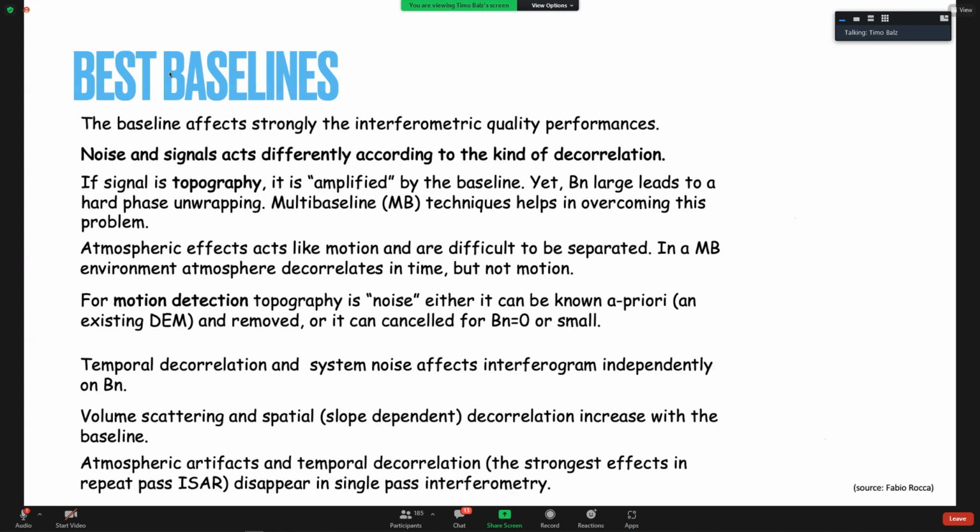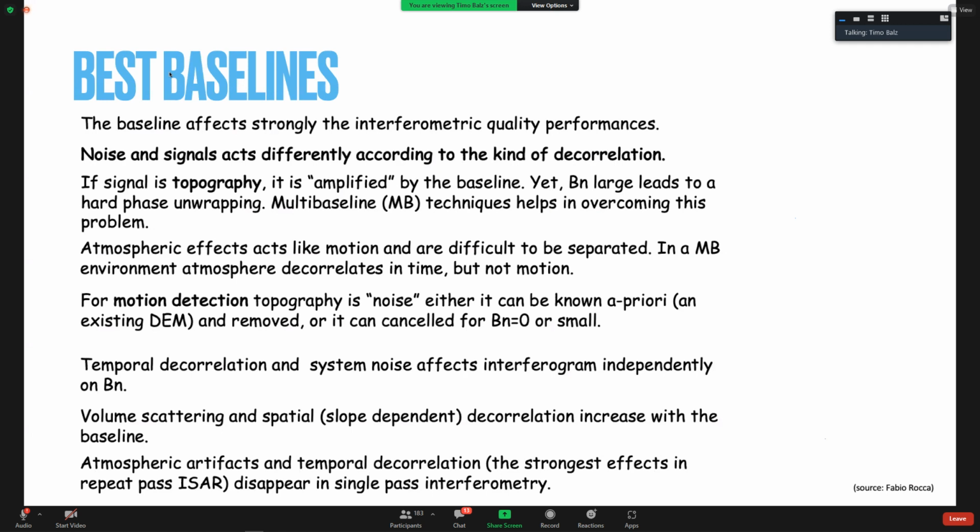In terms of the perpendicular baseline, the topography, as he wrote here, is amplified by the baseline. So if you have a very large baseline, you get a larger effect of the topography on the phase, which helps you to get a higher precision at the end, but makes it, for example, more difficult to unwrap. We come to that. We already got some questions on unwrapping, but we will come to that. So there is not such a good answer to that.